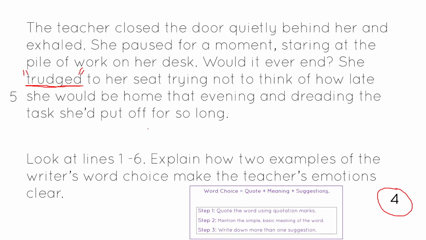Well, I remember, because I read this word in the past, that to trudge means to walk with heavy steps. It's difficulty. And what emotion is that leading me to? I would say if the teacher's trudging to her desk, bearing in mind all the other information we have here, she's probably feeling tired, anxious, depressed, worried, something along those lines. So I can now write that down in the correct format because I've done my 3 steps.